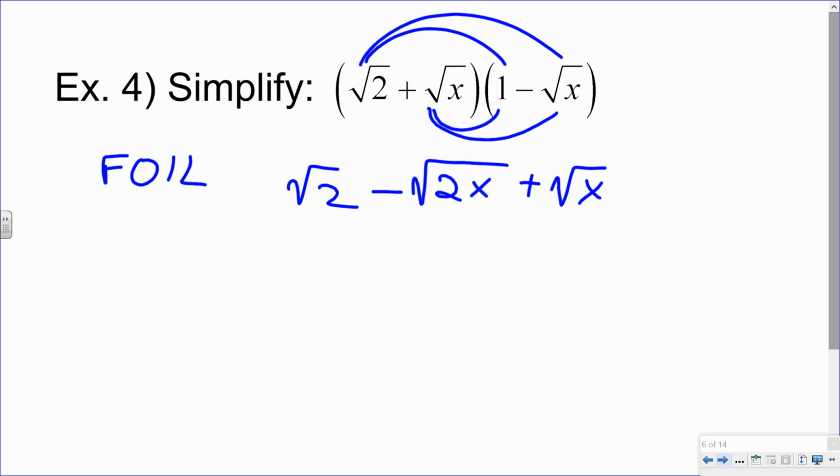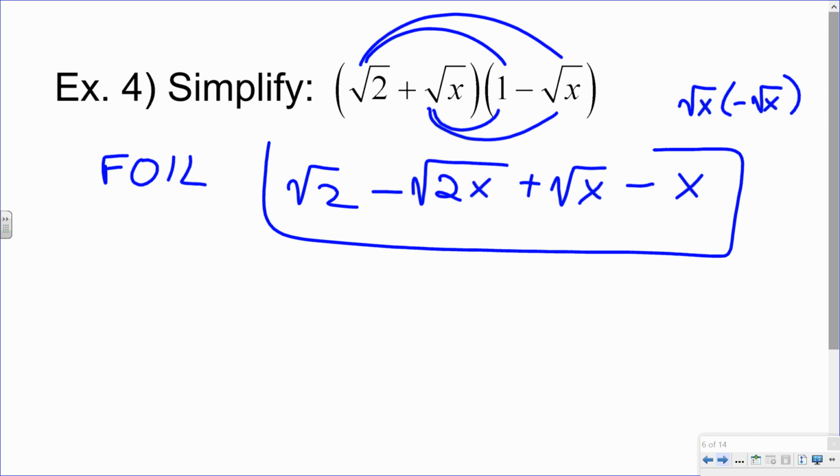Plus root x times minus root x will give me a minus root x squared, which is going to be regular x. None of these are like terms. We cannot combine them, so we keep all four. Okay, that wasn't that bad. This looks kind of ugly at the end.